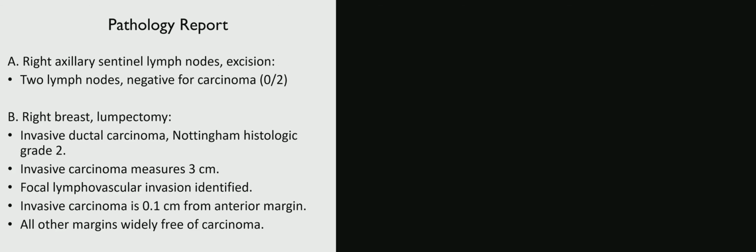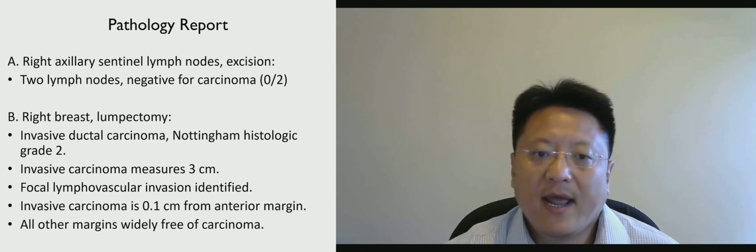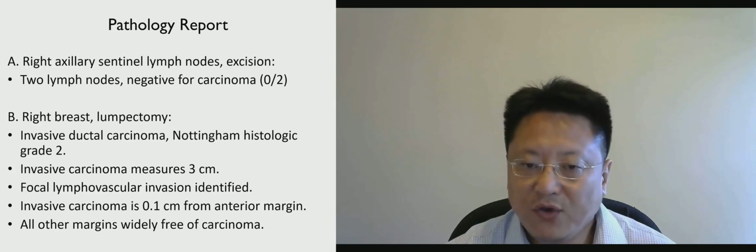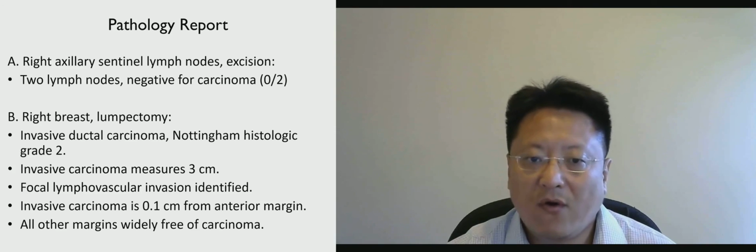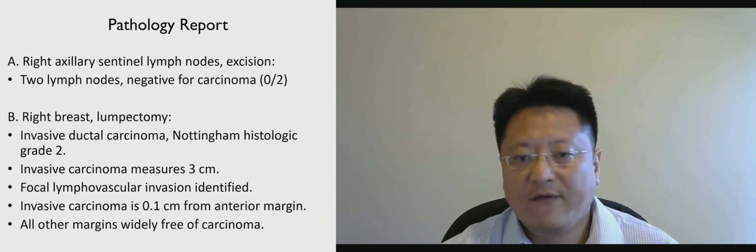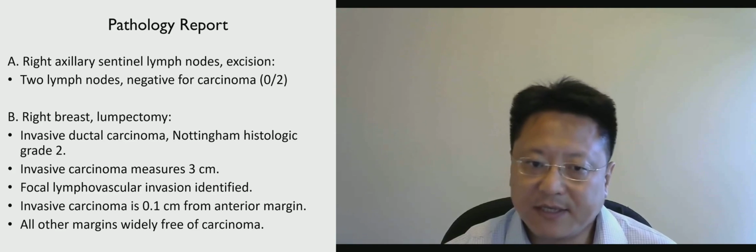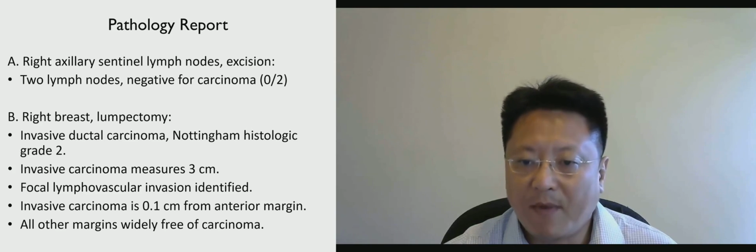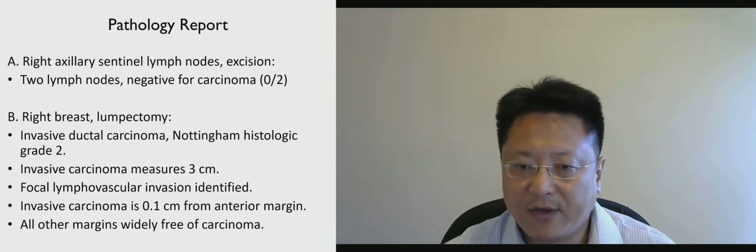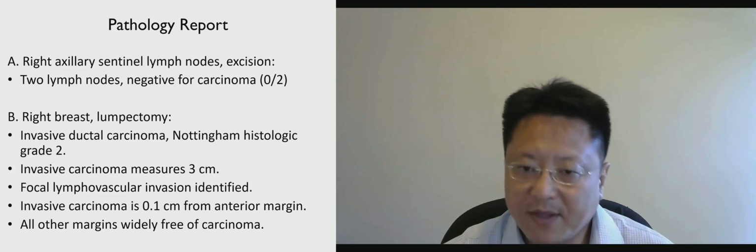Then the size is very important. So for this case, the invasive carcinoma measures 3 centimeters. Lymphovascular invasion is very important. This indicates whether we see tumor cells in the lymphatic channel or blood vessel. Patients with lymphovascular invasion have a higher chance of metastasis and worse prognosis. And important for the surgeon is the margin status. If the tumor is on the margin, most likely your surgeon will have to go back to re-excise that area to make sure no tumor is left in the body.